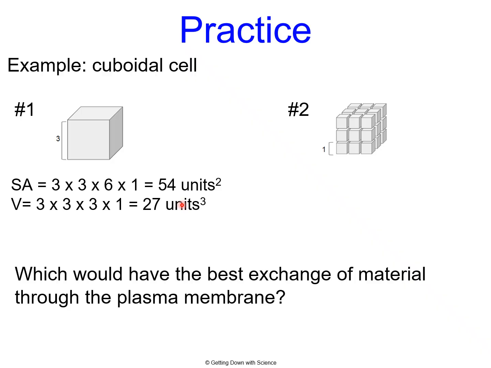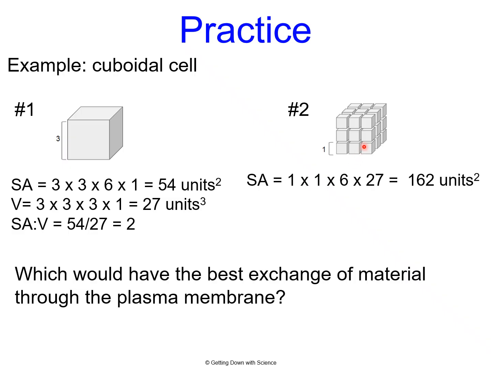And in order to determine our surface area to volume ratio, we have to divide these two. So it's going to be the surface area, which is 54 units squared, divided by the volume, which is 27 units cubed. And that gives us 2. So our surface area to volume ratio for cell 1 is 2. All right, so remember, we're trying to determine which of these two is most efficient at exchanging materials across the cell membrane. So let's do the same thing for the cells on this side.